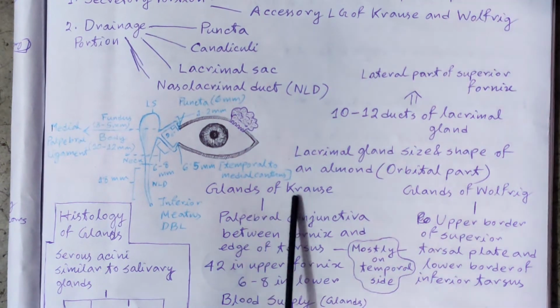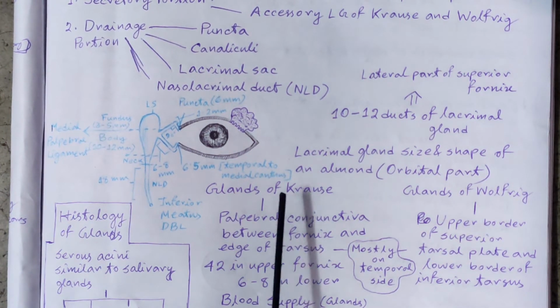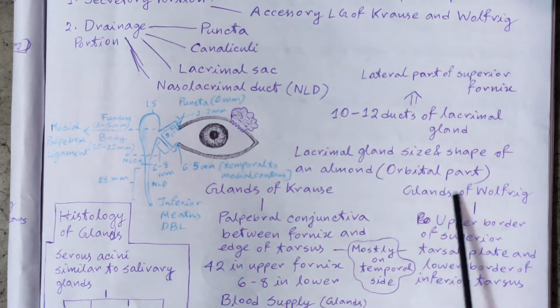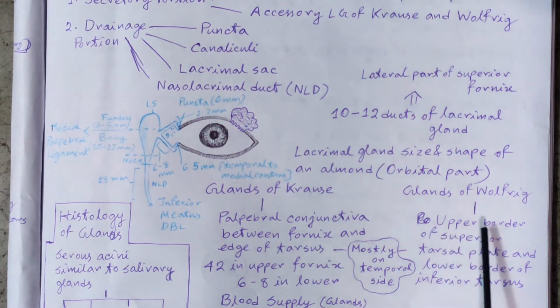The accessory lacrimal glands are the glands of Krause, which are present in the palpebral conjunctiva between the fornix and the edge of the tarsus. There are 42 in the upper fornix and 6 to 8 in the lower fornix. The glands of Wolfring are located in the upper border of the superior tarsal plate and the lower border of the inferior tarsus. The point to be noted is that mostly they are located on the temporal side.